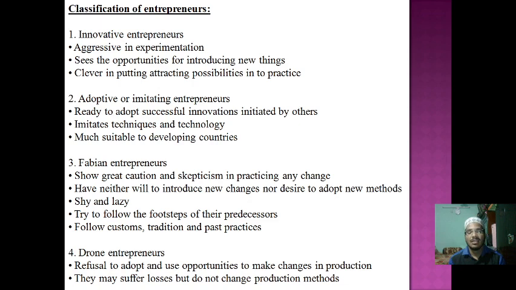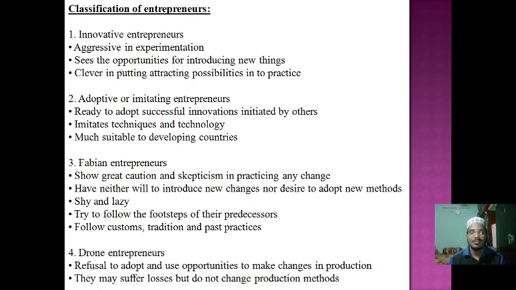Shy and lazy. Here, being shy and lazy is not required for entrepreneurial development, and they try to follow the footsteps of their predecessors. For that, we have to follow the initial base when we establish the industries, where we have to follow the norms and conditions as per the customer. Customers may have traditional and past practices, or they may be at residential, commercial or industrial level. The customer will be different as per the customer's thinking or requirement, so we have to develop different types of products.